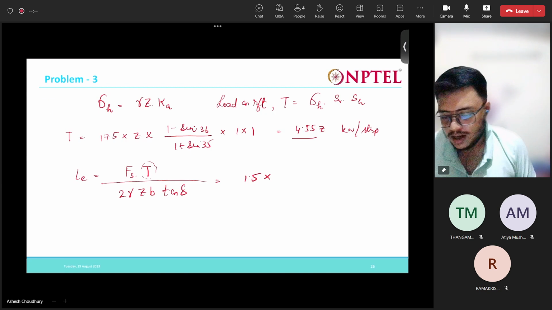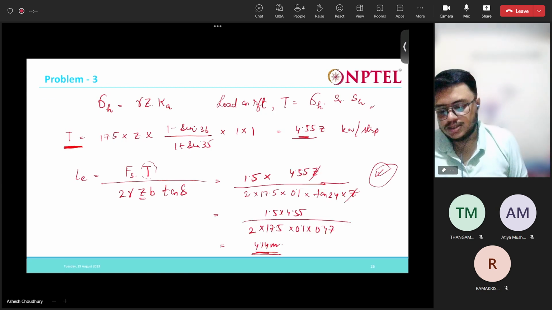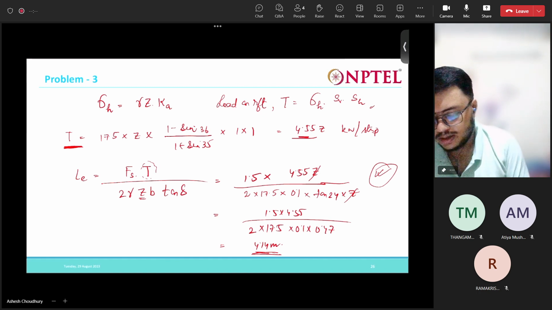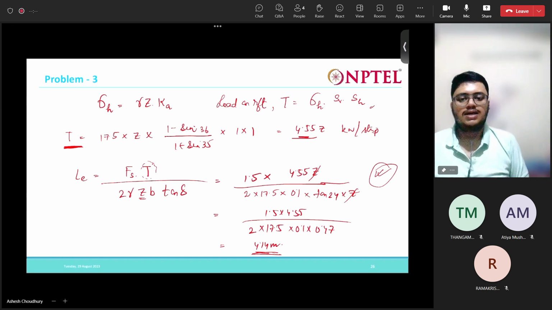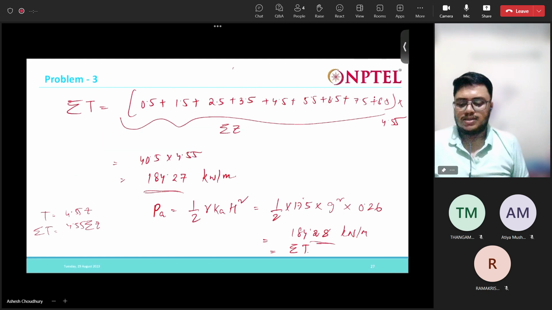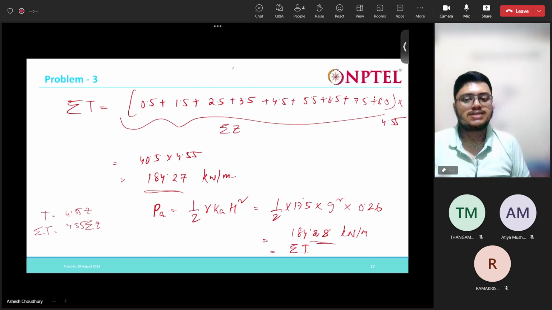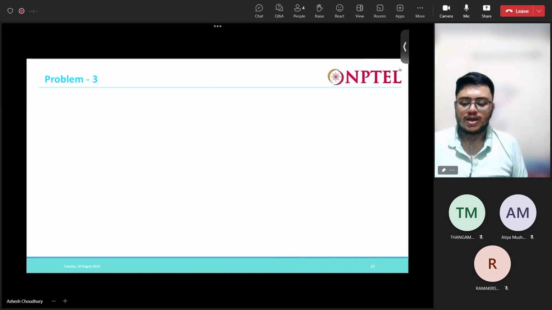What we did: we determined the load on each reinforcement. This load in the reinforcement we put directly in the term for LE, that is the embedment length. From there we got the embedment length. Hereby we satisfied the tension criteria and the pullout criteria. Then we checked whether the total tensile load transmitted is equal to PA, that is the active thrust, or not.